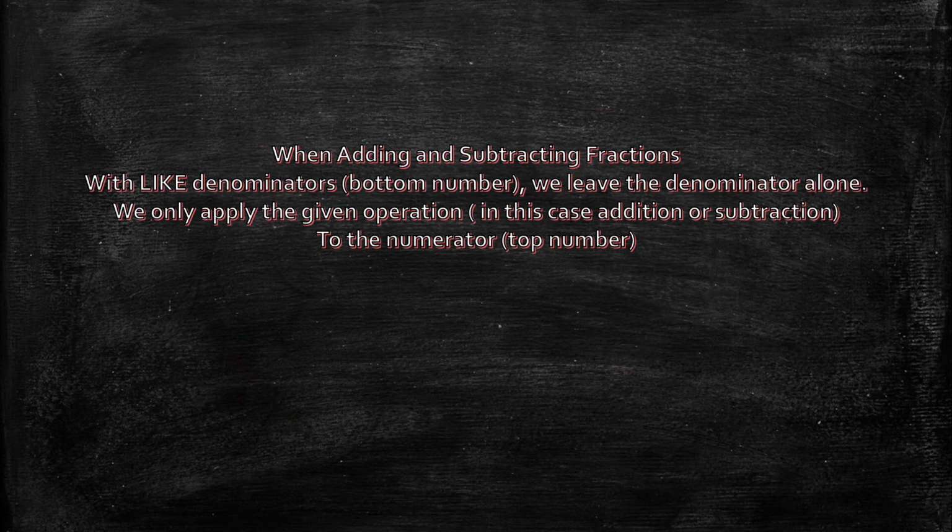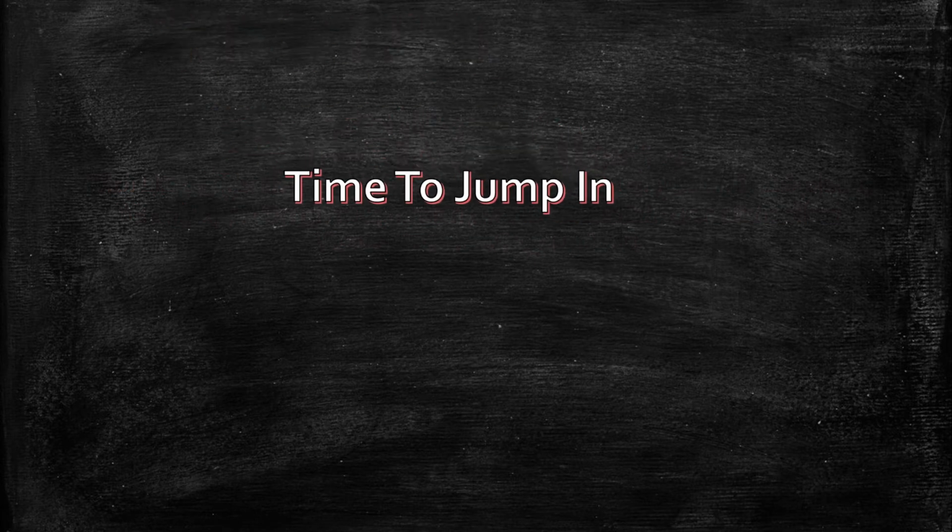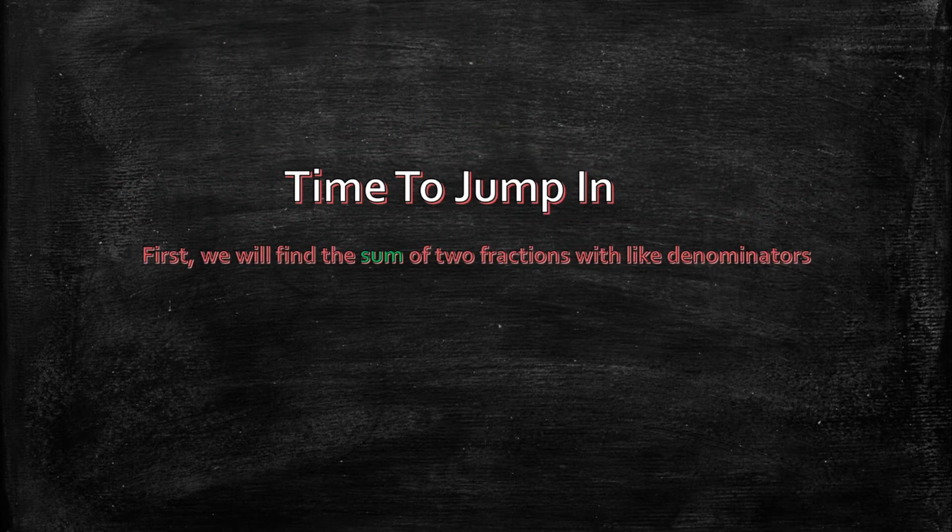Now, when adding and subtracting fractions with like denominators, the bottom number, we leave the denominator alone. We only apply the given operation, in this case addition or subtraction, to the numerator. So let's jump in. First we're going to find the sum of two fractions with like denominators.